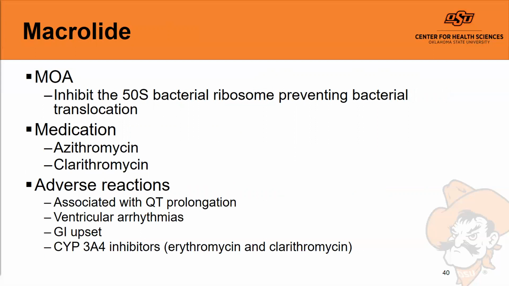Next class we'll talk about is macrolides. These inhibit the 50S bacterial ribosome, preventing bacterial translocation. Azithromycin and clarithromycin are recommended options. Azithromycin has fewer drug interactions compared to clarithromycin, as it only has weak 3A4 inhibition, unlike the other macrolides. You can also see QT prolongation with macrolides leading to arrhythmias, or you can also see GI upset.